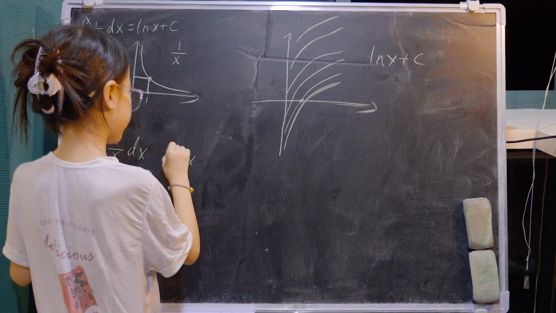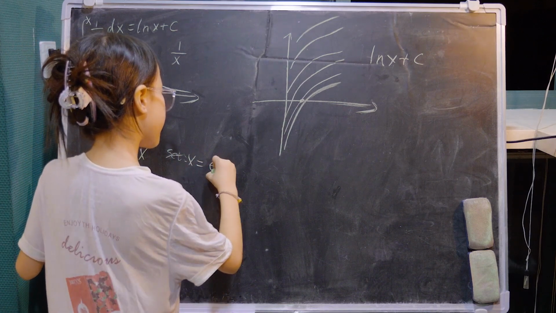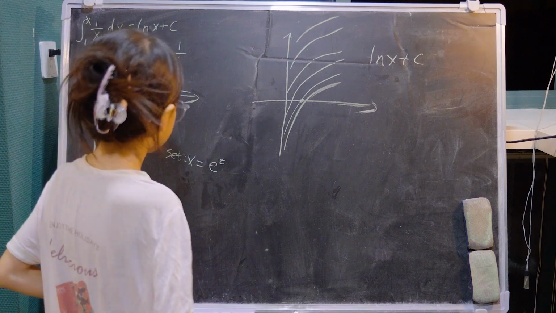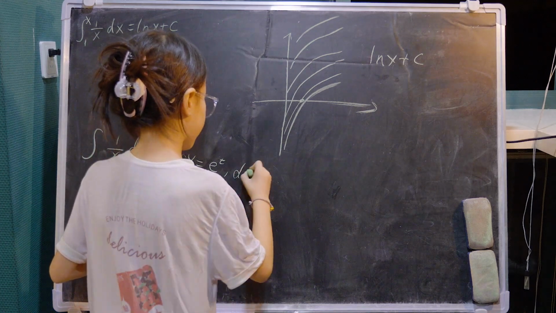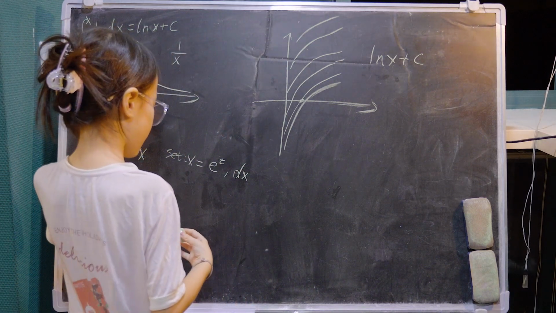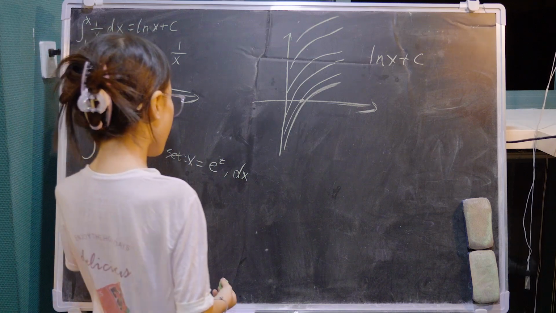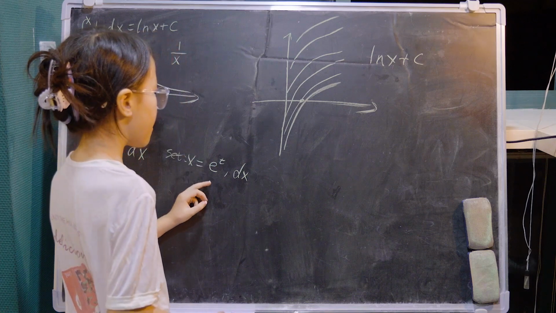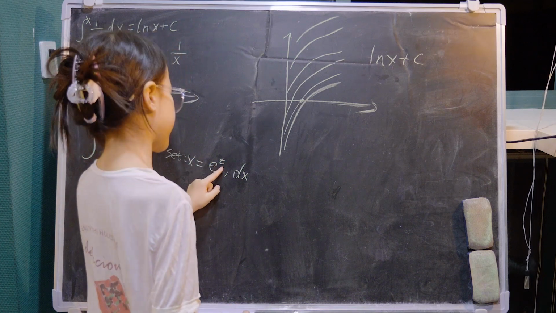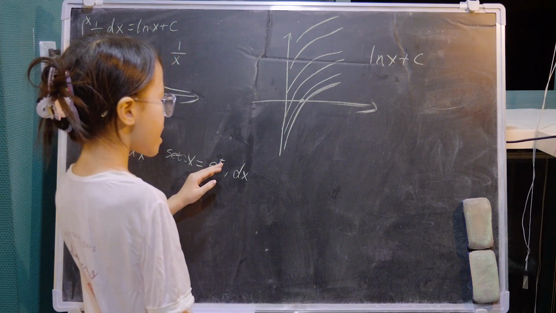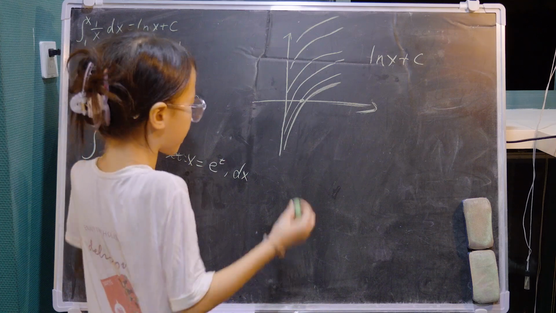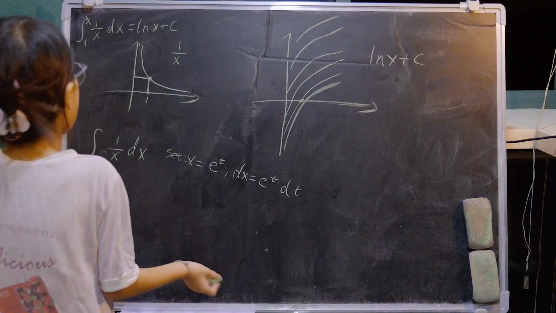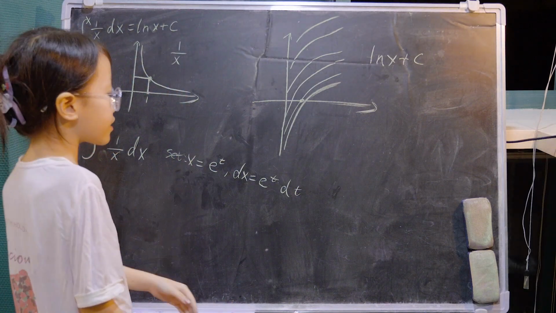First we set x equal to e to the t. So we substitute e to the t for x. Now we know dx is the increment of x, so we take the derivative of e to the t, times dt, because this function takes t as its input. The derivative of e to the t is e to the t. So dx is equal to e to the t times dt.